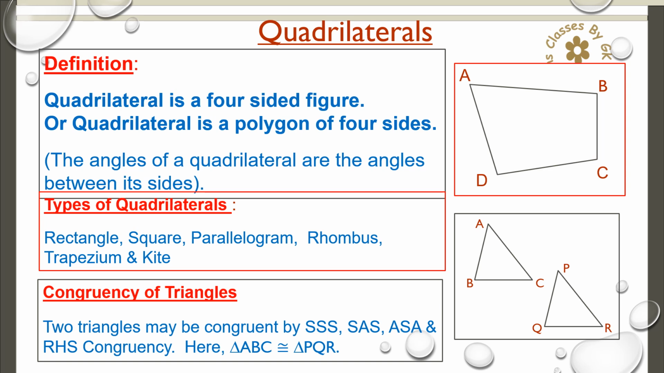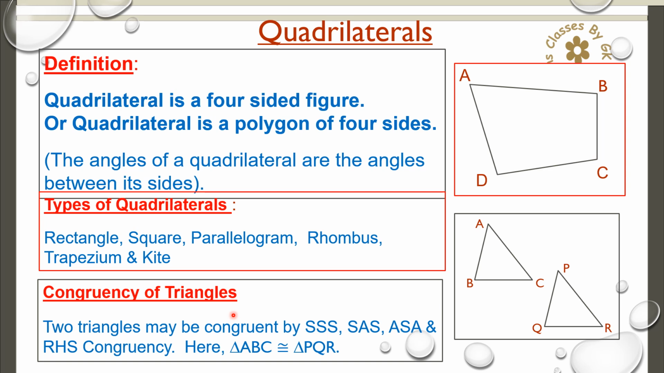Now you will learn about the definition of quadrilateral. A quadrilateral is a 4-sided figure, or a polygon of 4 sides. In the textbook there is mention of the angles of a quadrilateral, which are the angles between the sides. If these two are the sides, there is an angle in between these two sides. Types of quadrilaterals: rectangle, square, parallelogram, rhombus, trapezium and kite. We will be learning about all these quadrilaterals, their properties, including the sides, diagonals, angles, etc.